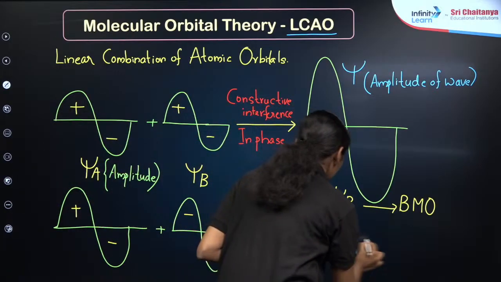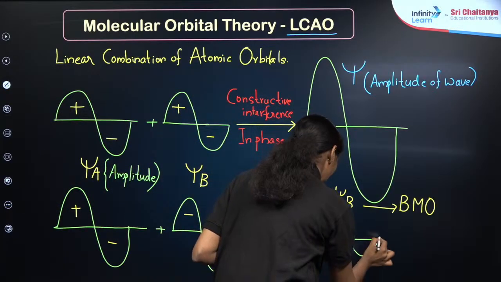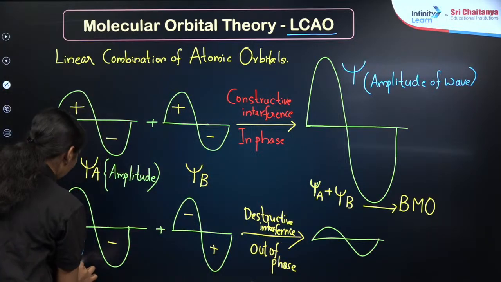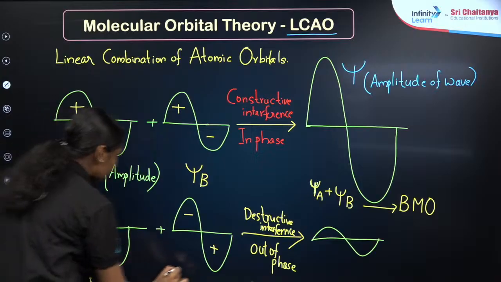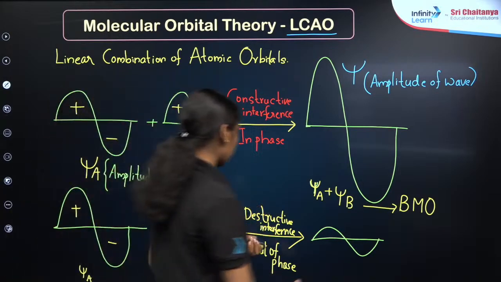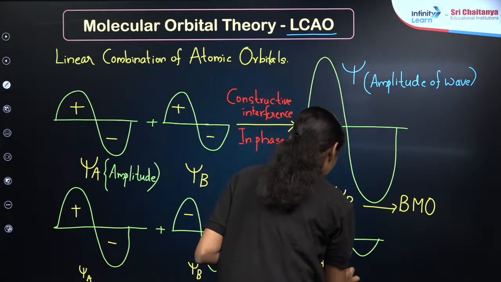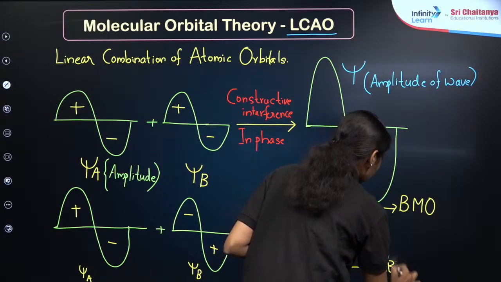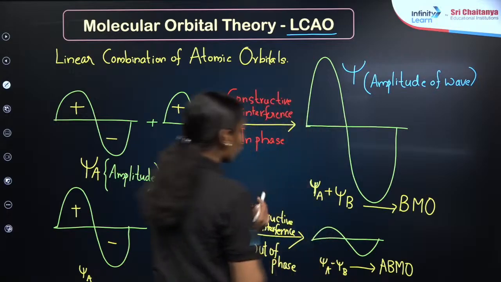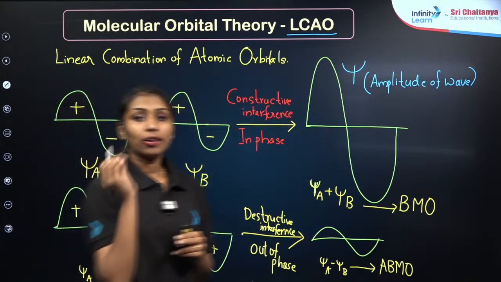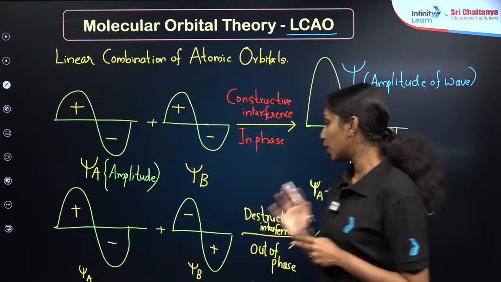So we can represent this wave as low amplitude. If I take the amplitude of this wave as psi a and that of this one as psi b, then what about the amplitude of the resulting wave? It is psi a minus psi b, which means this will result in the formation of an anti-bonding molecular orbital. Whenever two atomic orbitals undergo subtraction or difference, it will form the anti-bonding molecular orbital.